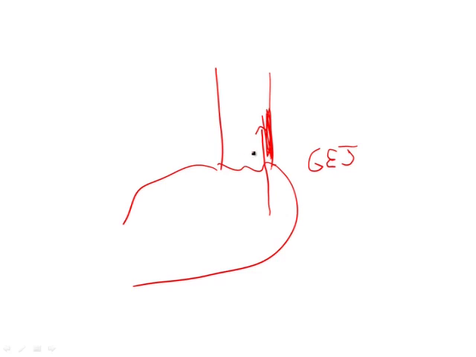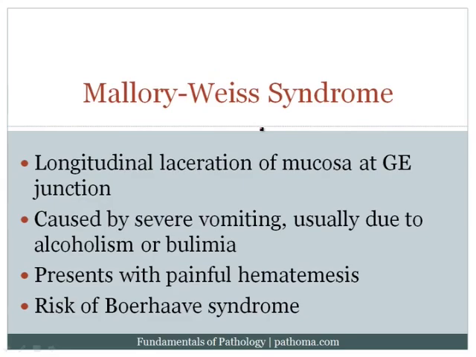The way this is going to present is that this laceration is going to bleed, and so the patients are going to have hematemesis, which is blood in the vomit. However, it will also be painful, and that's particularly important, is that these patients have painful hematemesis. Now, there's a risk of something called Boerhaave syndrome, and Boerhaave syndrome is when you get rupture of the esophagus, so you can imagine that you can actually bore through the entire wall of the esophagus and get rupture. When you rupture the esophagus, you get air in the mediastinum.